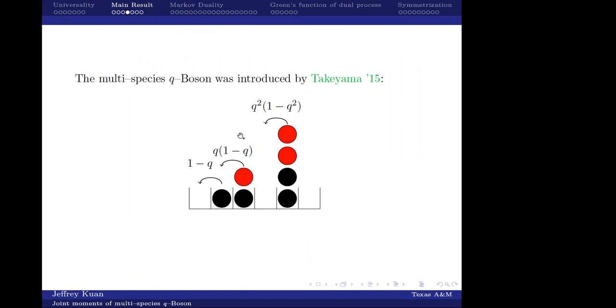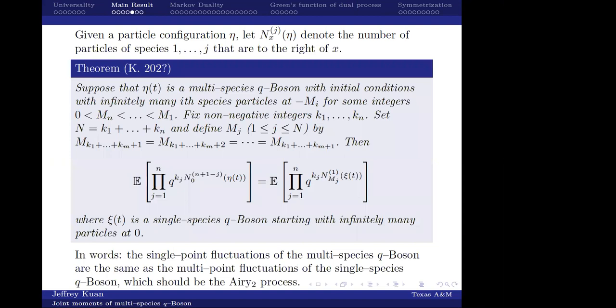So again, the multi-species Q boson can be viewed as coupled Q bosons. The first class particles sort of ignore the presence of the second class particles. And if you take the colorblind projection where you don't see any color or class, then this also evolves as a Q boson. Okay, so this is my main result.